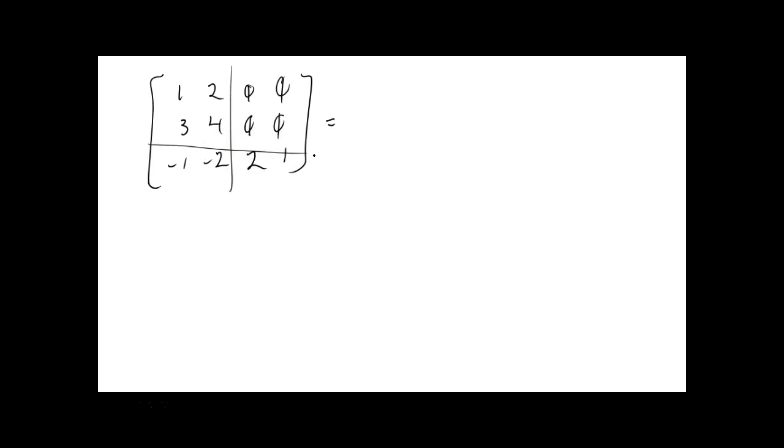But this is, again, rather large. 1, 2, 0, 0, 3, 4, 0, 0, negative 1, negative 2, 2, 1. Now, that's just a matrix, a 3 by 4 matrix, just out there. They say, well, why don't you partition it this way? Okay, fine, you could do that.